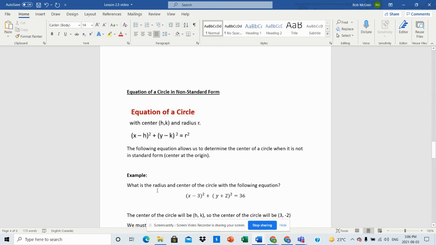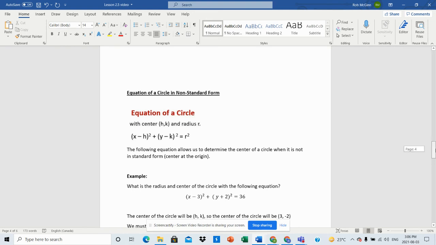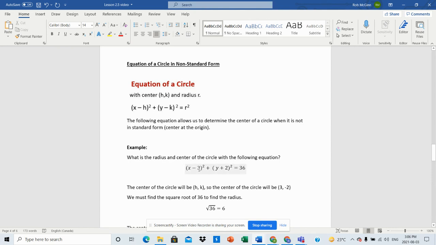So, example, what is the radius and center of the circle with the following equation? So here our equation is x minus 3 squared plus y plus 2 squared equals 36. So our center, we just have to be careful of, because our formula is x minus h squared and y minus k squared. So whatever the sign is in front of the number here, just put the opposite sign, and that is your coordinate point.